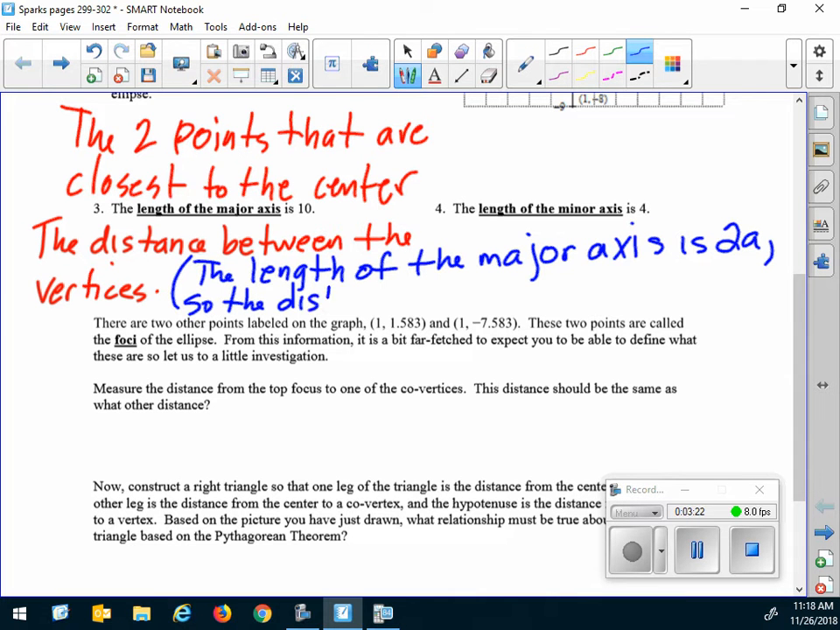So the distance, oh, I told you I was going to turn this off when I was writing.